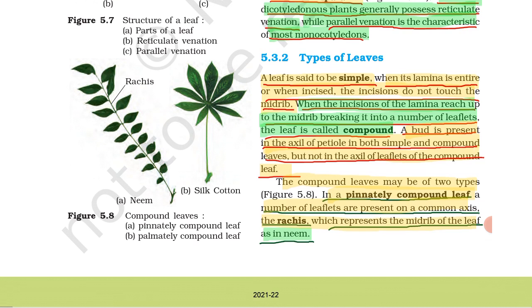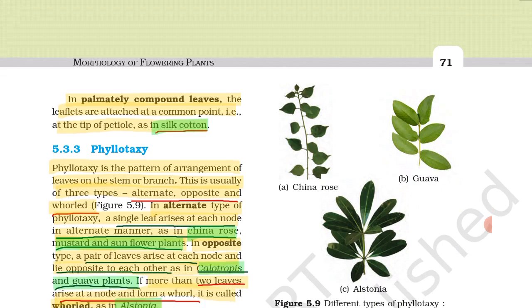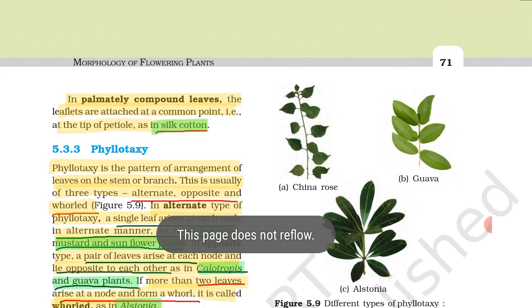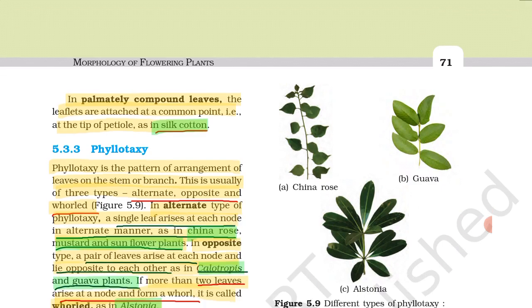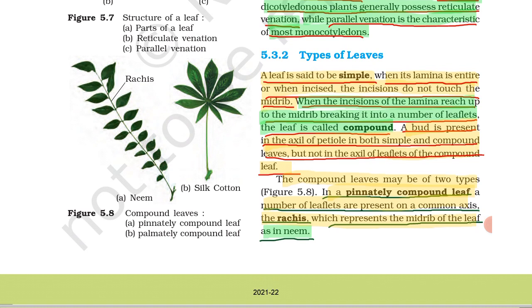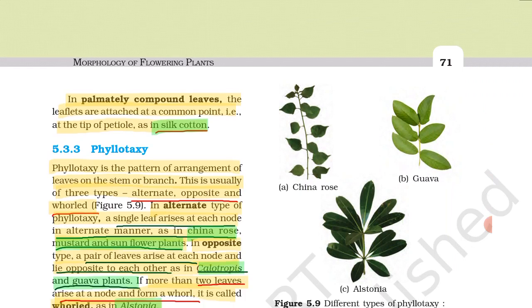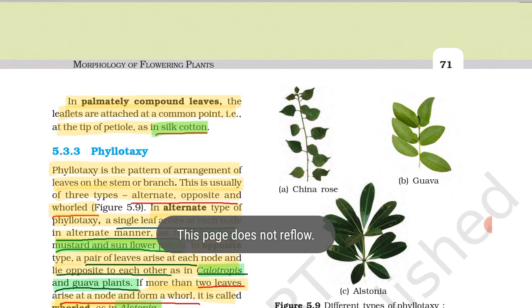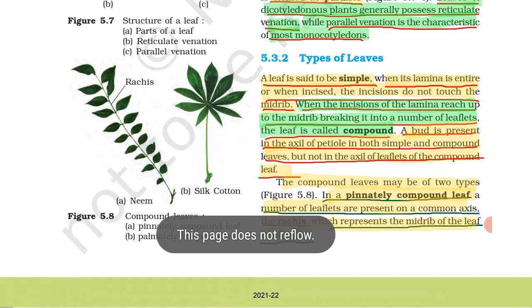Next is the palmately compound leaf. In this, the leaflets are attached to a common point, that is the tip of the petiole. It is seen in silk cotton. The example of a palmately compound leaf is silk cotton. So see figure 5.8. In that, palmately compound leaf is shown, where the leaflets are attached to a common point at the tip of the petiole, and the example is silk cotton.